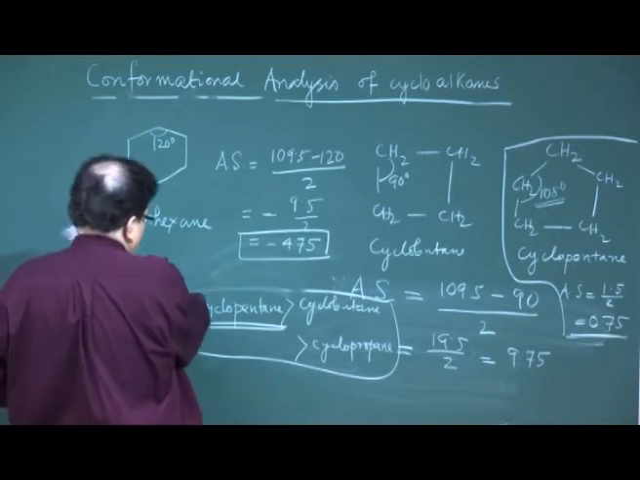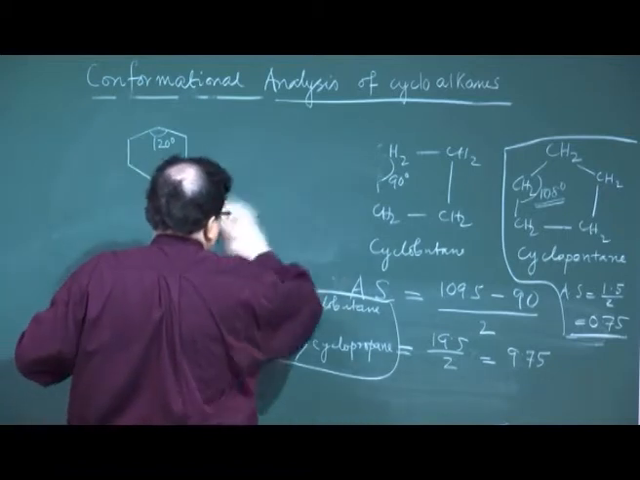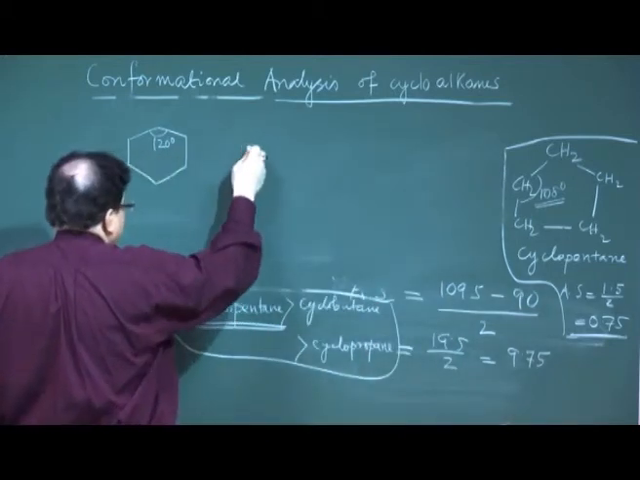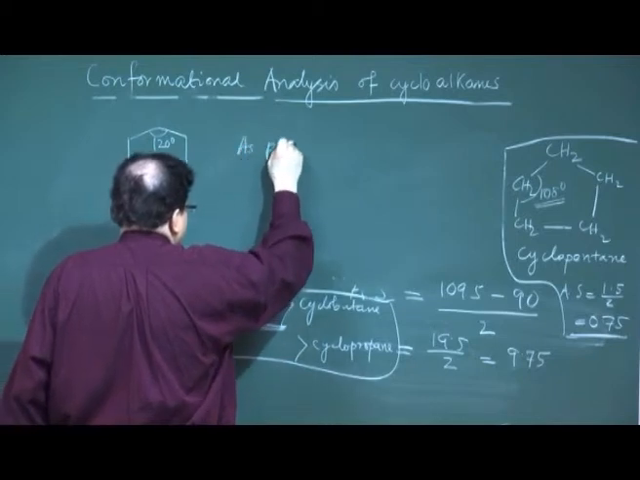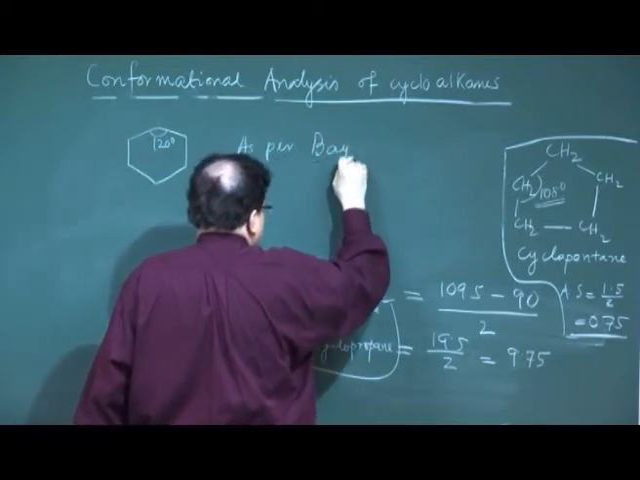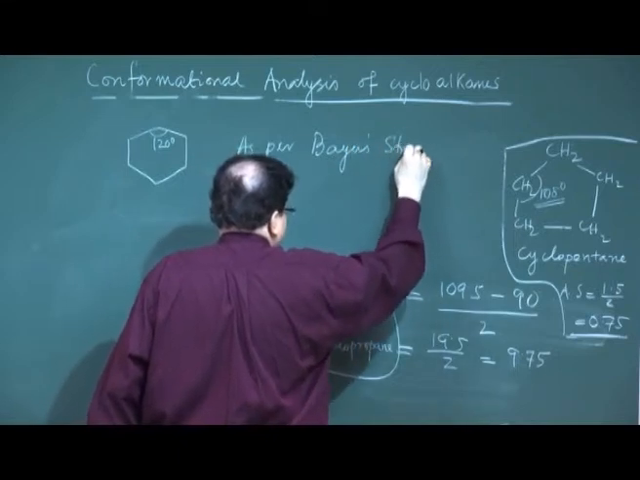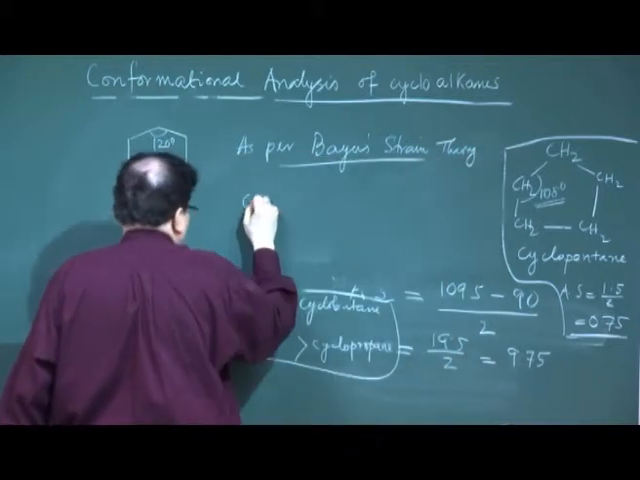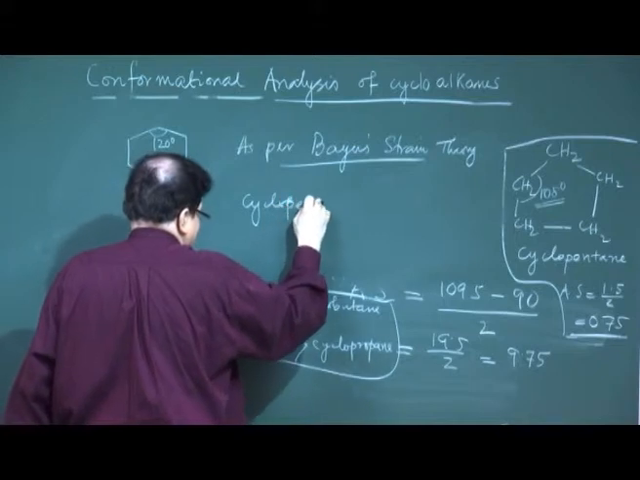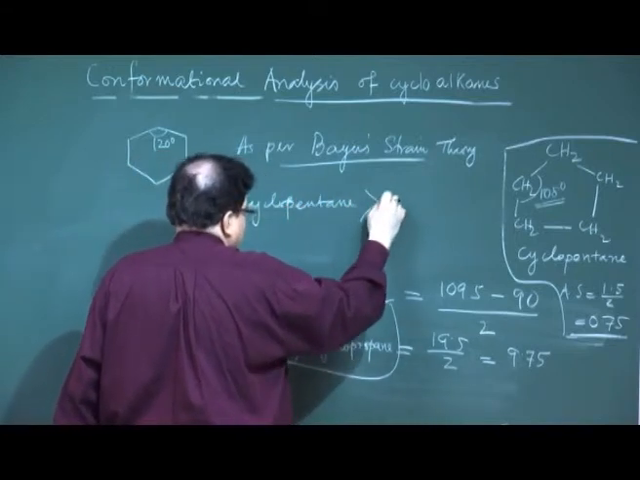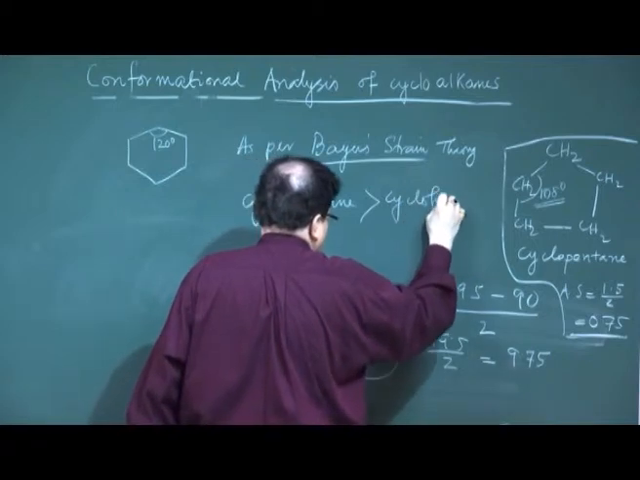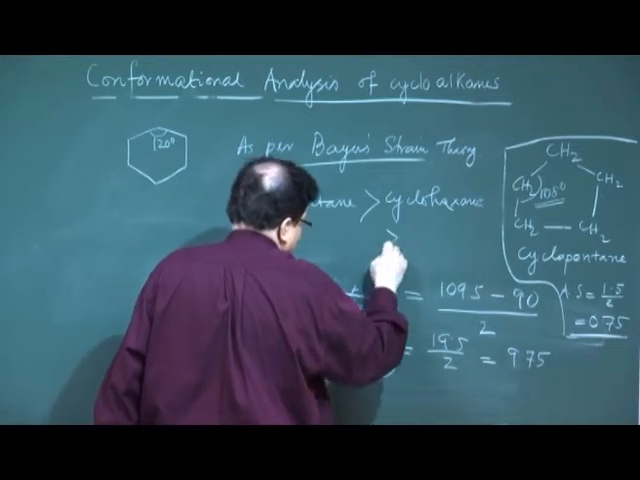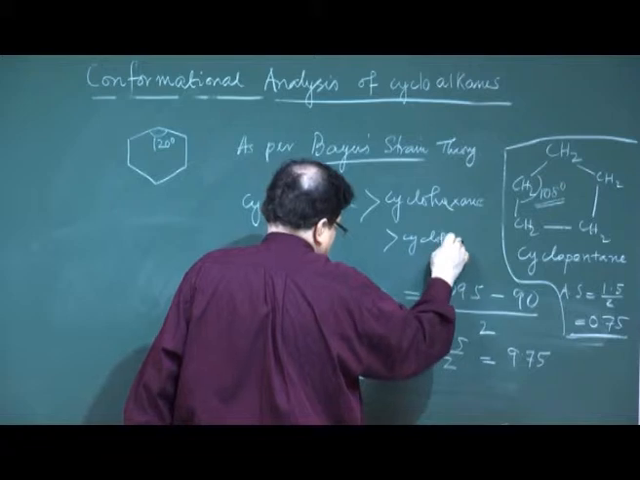So, again I write, these are the calculations. So now we can say as per Bayer's strain theory, strain meaning the angle strain, cyclopentane should be more stable than cyclohexane, and if you continue to increase the number of carbon atoms, then cyclohexane should be more stable than cycloheptane. Okay.